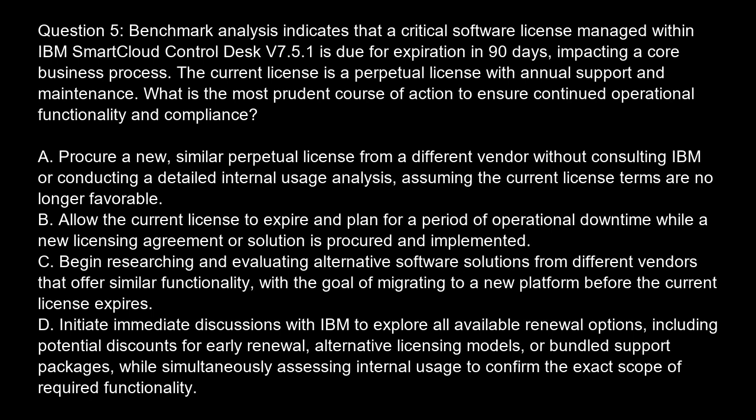Option A. Procure a new, similar perpetual license from a different vendor without consulting IBM or conducting a detailed internal usage analysis, assuming the current license terms are no longer favorable. Option B. Allow the current license to expire and plan for a period of operational downtime while a new licensing agreement or solution is procured and implemented. Option C. Begin researching and evaluating alternative software solutions from different vendors that offer similar functionality, with the goal of migrating to a new platform before the current license expires.